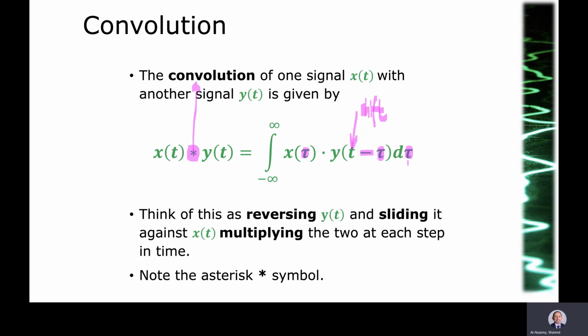And this will give you something which we can call, for example, z of t, because t is our shift variable. So our convolution is a function of time. So we reverse y of t, that's the minus sign here, this is the reversal, and we slide it. Sliding is the equivalent of shifting. And then we multiply, so that's the multiplication there, and we use the asterisk symbol.